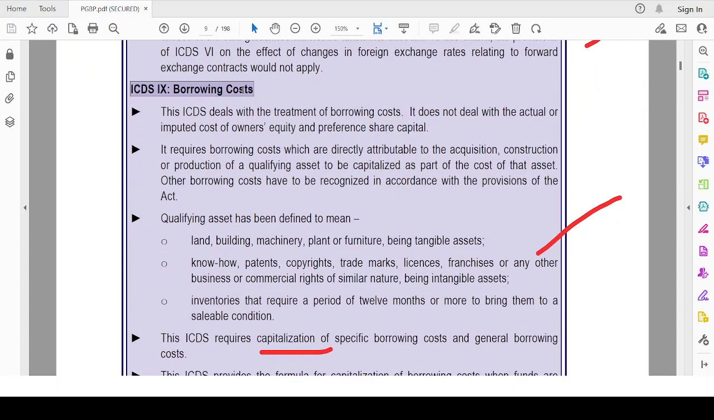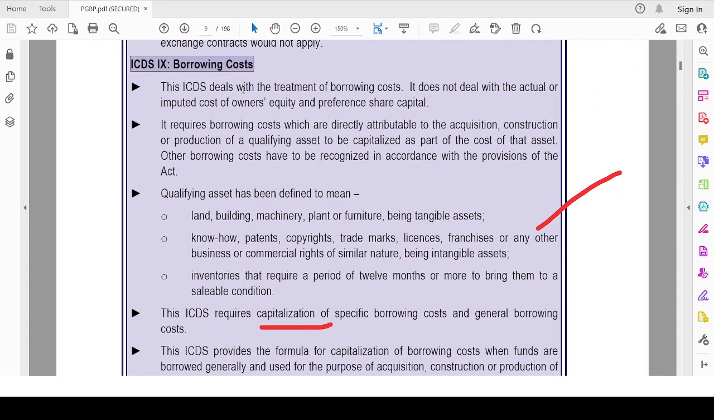Now, last but one, right? ICDS 9, borrowing cost. What does this mean? Generally the cost of debt, right? Here also it says it does not deal with actual or imputed cost of owner's equity and preference share capital. Please don't confuse it with IFRS or Ind AS. Here both equity share capital and preference share capital costs will not be covered under borrowing cost.